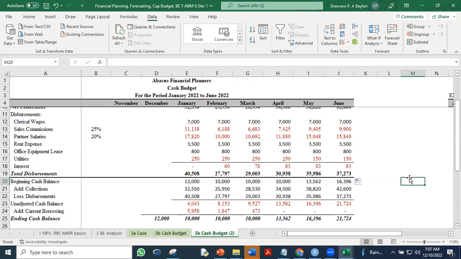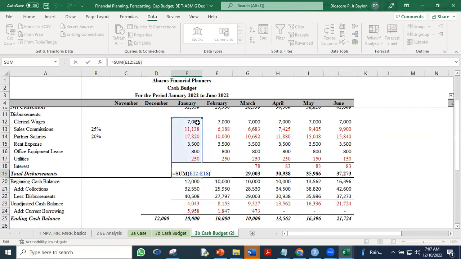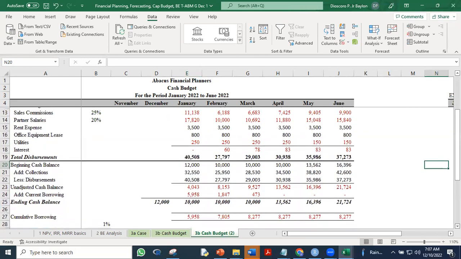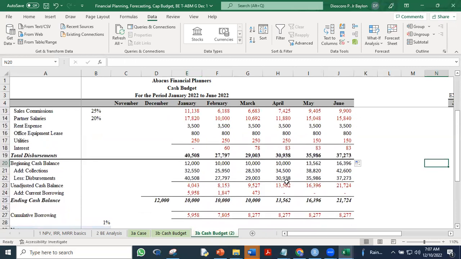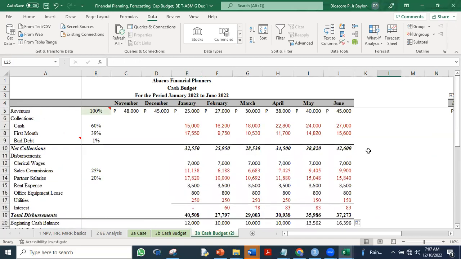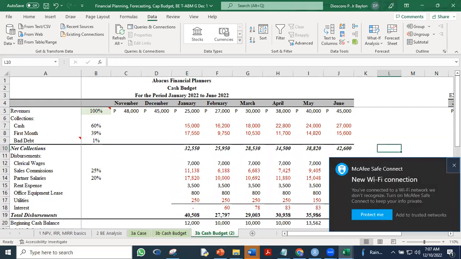So we have to include interest. Okay, so kindly change the formula here. So it should be E12 up to E18. All right. Okay, so now we have the total disbursements, and we have the total collections.